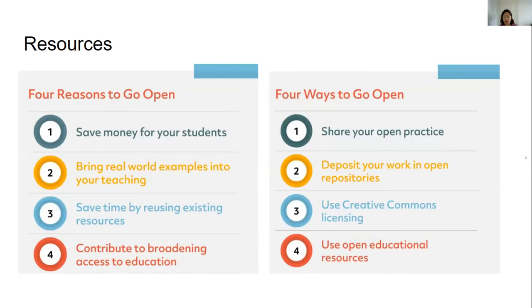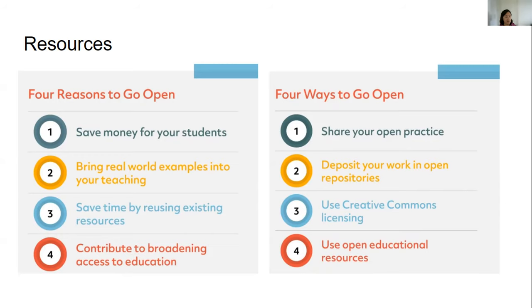So we also made quite a lot of visuals, partly because we thought they are a way of hooking people in, but we were also trying to give people reasons to go open and then ways to go open, in simple ways. So the big hook often, especially from the American literature we found, is around textbooks: save money for your students. That possibly isn't as big a deal in other jurisdictions.